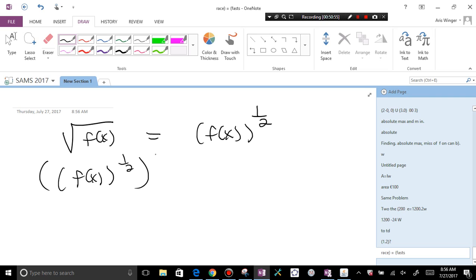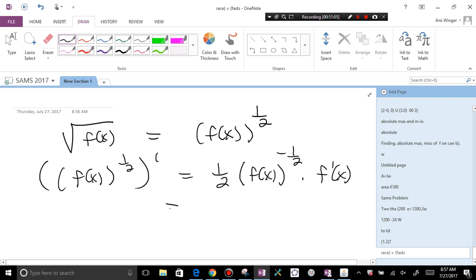Right, so the derivative of this is 1/2 f of x to the negative 1/2 times f prime of x, right? This is equal to f prime of x over 2 times the square root of f of x, right? Is that okay? I would want this to be 0. And if I want this to be 0, what has to be 0? The numerator.